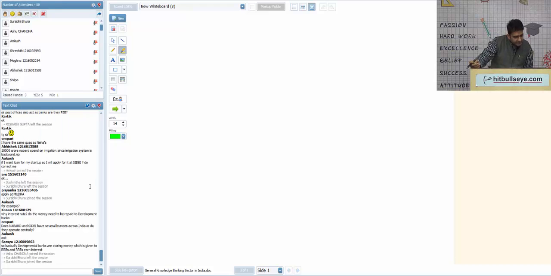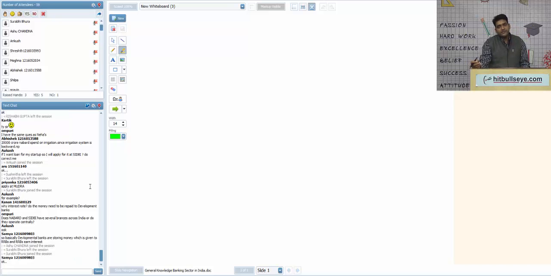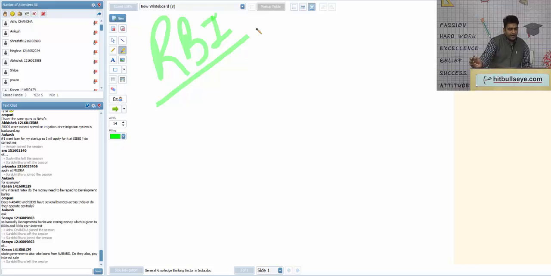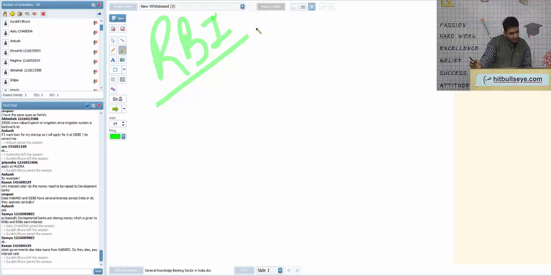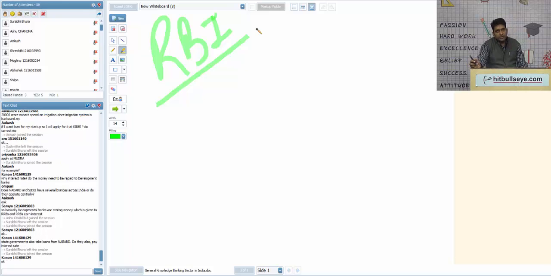Ompri, your question is that NABARD and SIDBI have several branches. Yes, they do not have branches, but regional offices instead, because the branch is a concept of commercial banks where every single individual can go and transact. So these banks have their regional offices in almost all the state capitals. Alright, moving ahead, we'll come to RBI. Yes, Kanan, state governments also take loans from NABARD and then they pay interest. This is true.